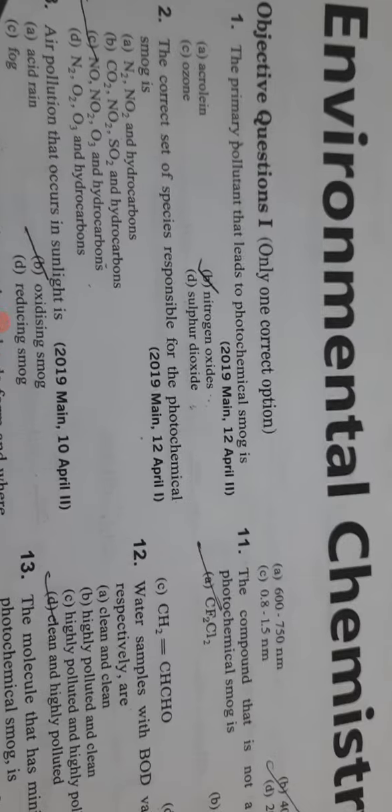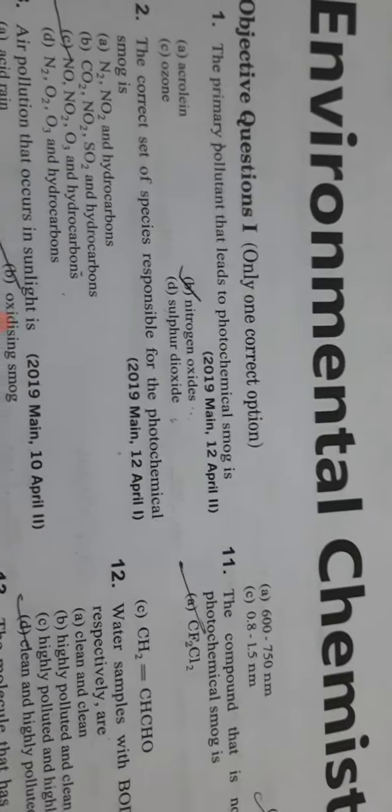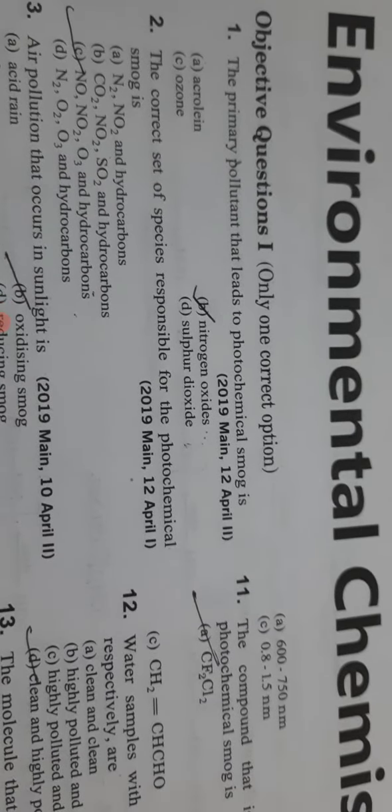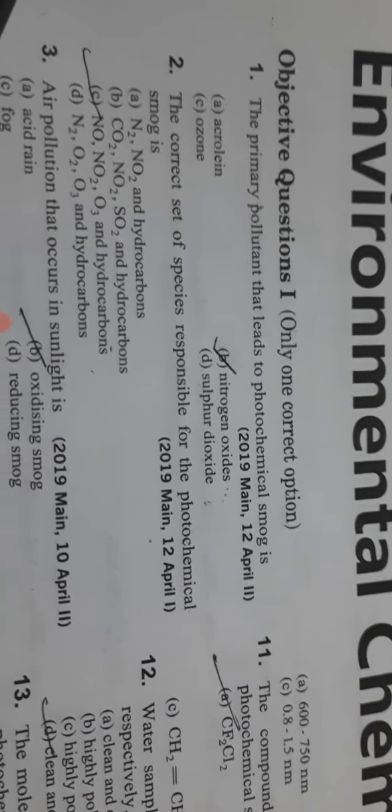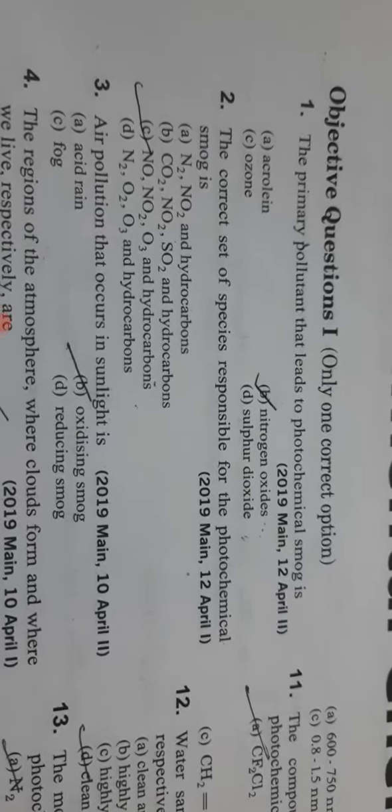The primary pollutant that leads to photochemical smog is... we already studied in the last video that smog is made up of smoke plus fog, and there are two types of smogs, classical and photochemical. Here we go. We know classical smog is cold and humid, it needs sulfur oxides, and photochemical smog needs nitrogen oxides. So the answer here will be nitrogen oxides.